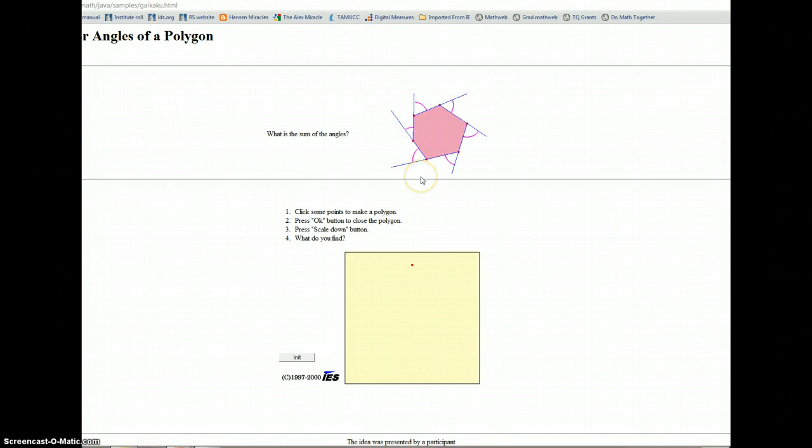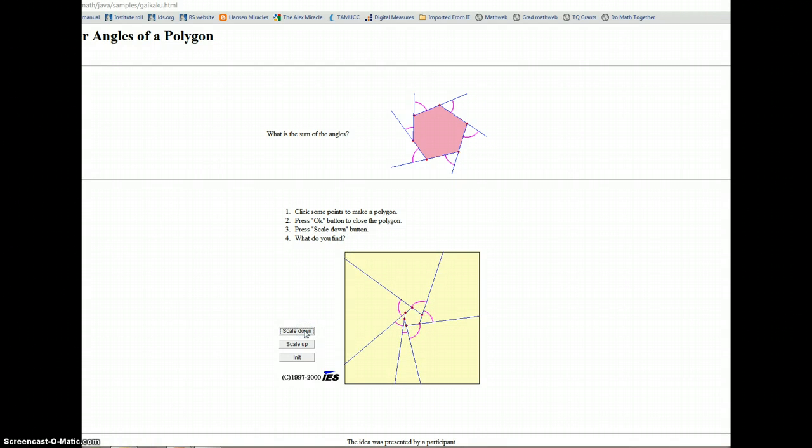Here we see a hexagon with exterior angles marked. We are going to use this interactive yellow box to create our own polygon with exterior angles, and then we're going to shrink it. We're going to scale it down or shrink it over and over and watch what happens.